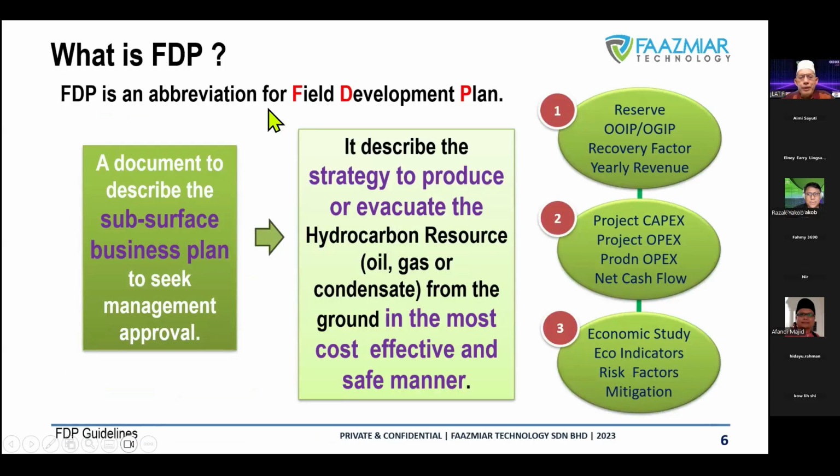FDP, Field Development Plan. This document describes the subsurface business plan, and of course it is used to seek management approval, with all this information about the potential revenue, the economic analysis, the strategy, and the potential of the field.